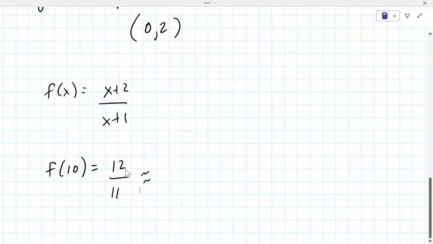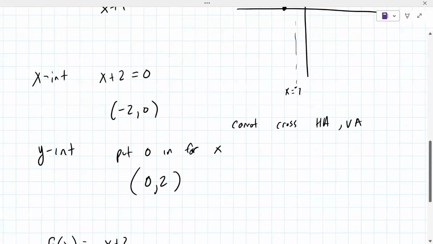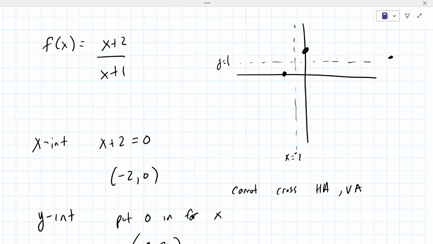You got a party, 12 slices of pizza and 11 people. How many slices is everyone gonna get? About 1. Yeah, about one. Okay. So the point is that's an ordered pair, 10 comma 1. So if you go back to your graph, there's another point for you.